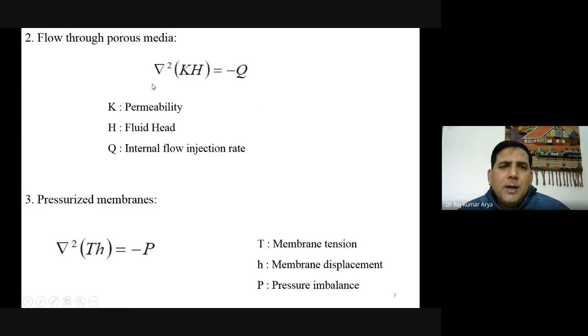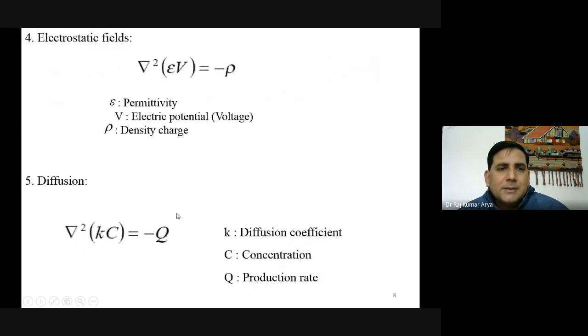Then you have flow through porous media is given by this. So this is again a sort of Poisson equation. Then pressurized membrane is given by this. This is also a sort of Poisson equation. Then again in electrostatic field is given by this equation. Diffusion equation is given by this.